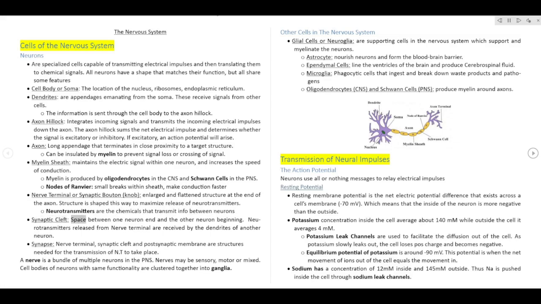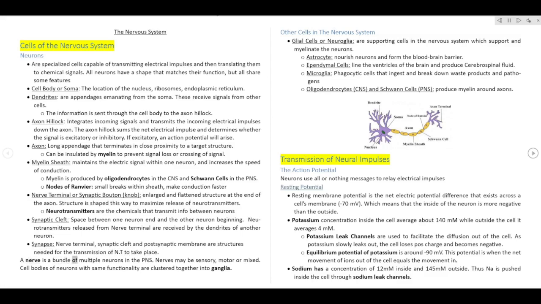Synaptic cleft, space between one neuron's end and the other neuron's beginning. Neurotransmitters released from the nerve terminal are received by the dendrites of another neuron. Synapse: nerve terminal, synaptic cleft and postsynaptic membrane are structures needed for the transmission of N.T. to take place.